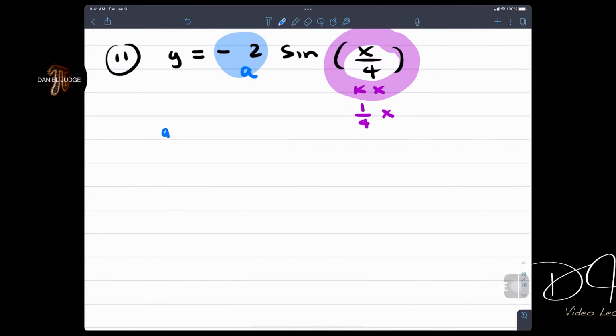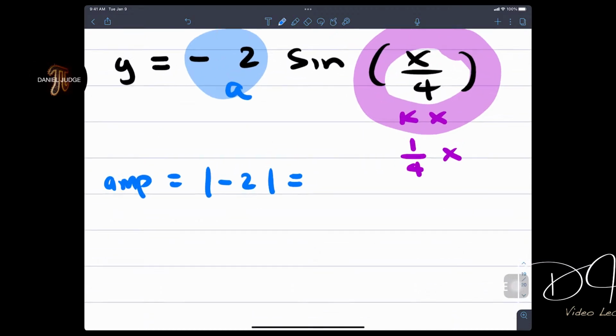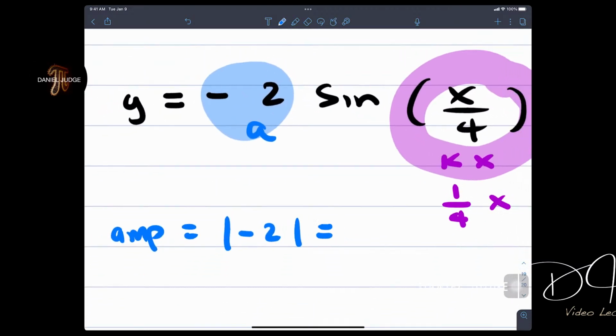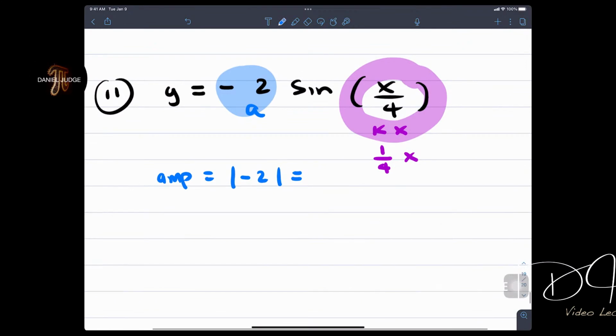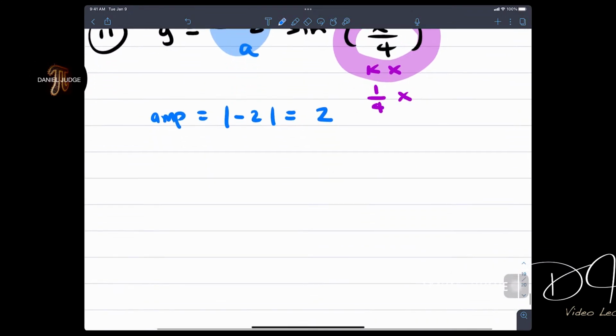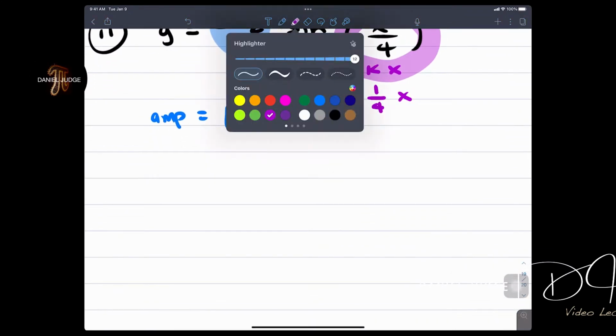So now our amplitude is the absolute value of -2 because that's what the a value is. Your a is -2. So the amplitude is the absolute value of that. Absolute value of -2 is +2. So we got our amplitude.